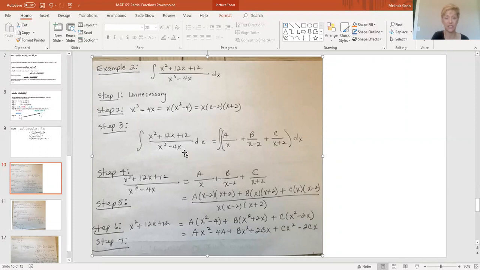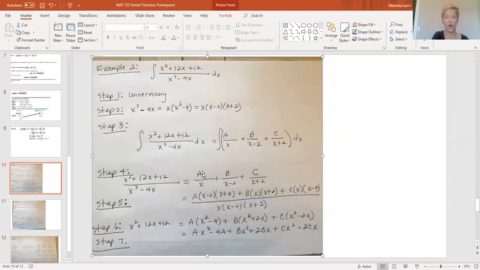Now, what you're going to do next is you're going to leave this to the side. You're going to go play algebra. You're going to take the integrand here and set it equal to the integrand here. Then step 5 says to get a common denominator on the right side. So your common denominator is x times x minus 2 times x plus 2.